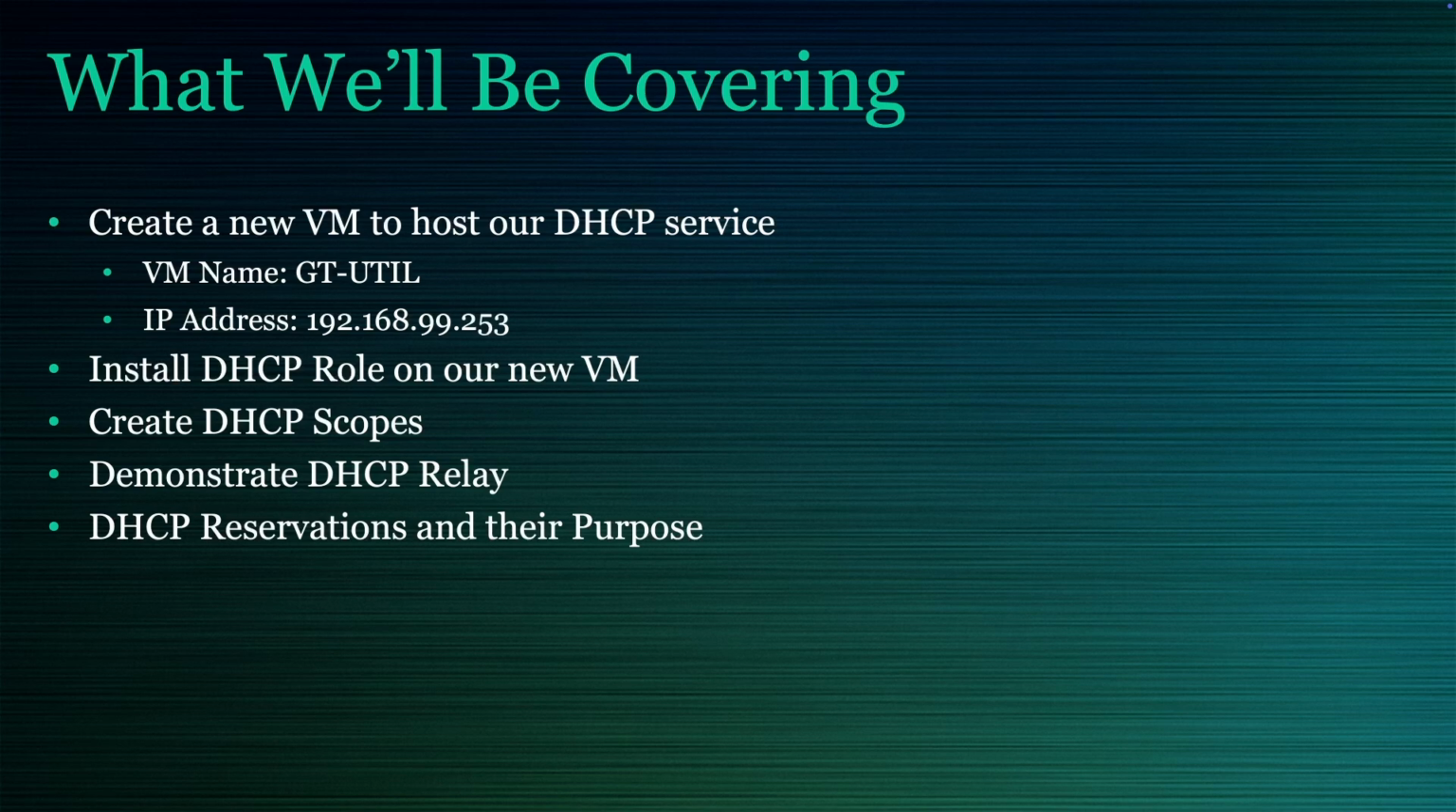We're going to install the DHCP role on our VM, create some DHCP scopes. We're going to demonstrate a DHCP relay conceptually. In the next lesson, we're going to install a Windows 11 VM and have it on a separate subnet outside of that DHCP server, just so you can see how it works. And finally, we're going to cover DHCP reservations and their purpose. So let's go ahead and get into our lab.